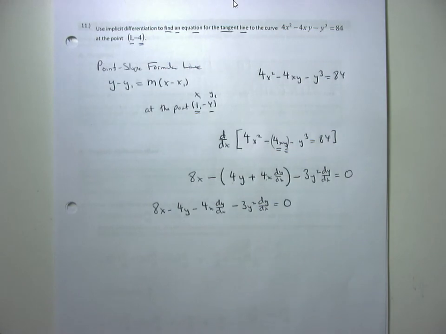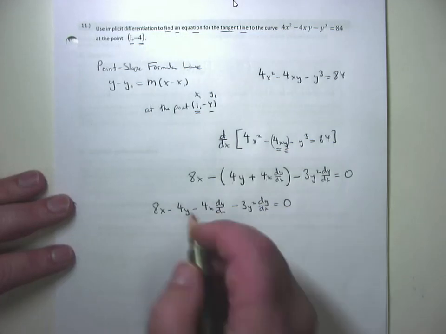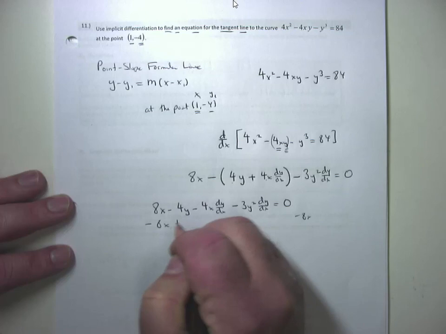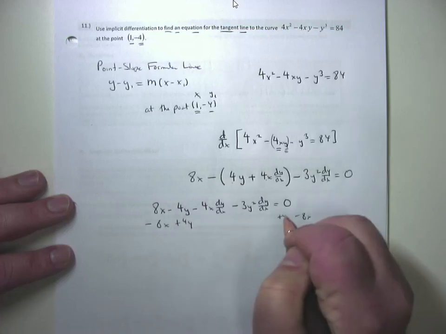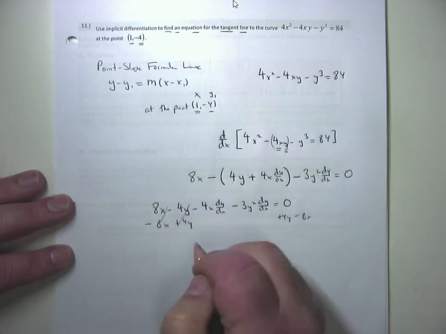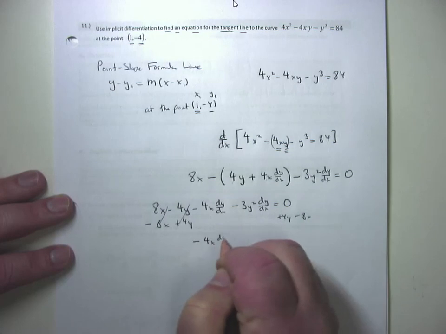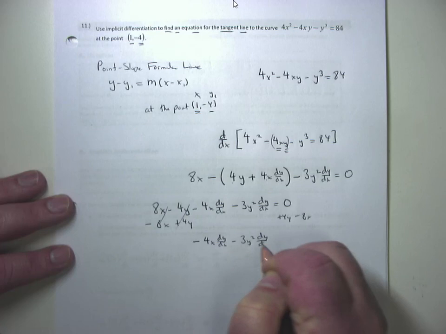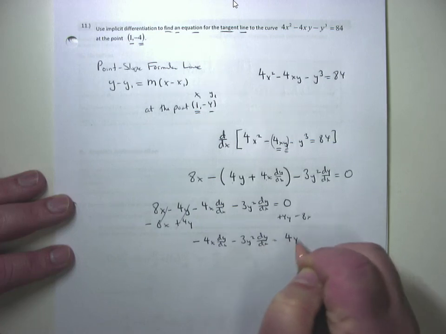I want to solve for dy dx, which algebraically means I'm going to pull all the terms that do not have a dy dx on one side and keep the ones with the dy dx on the other. So I've already got the dy dx right here. I'm going to subtract 8x. I'm going to add 4y to both sides. This leaves me with negative 4x dy over dx minus 3y squared dy over dx is equal to 4y minus 8x.